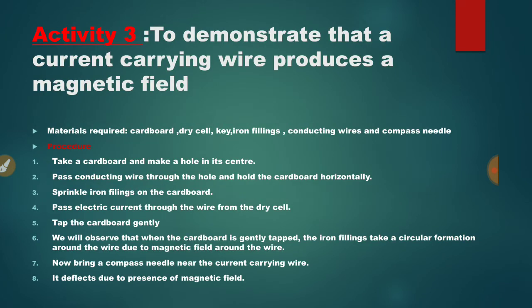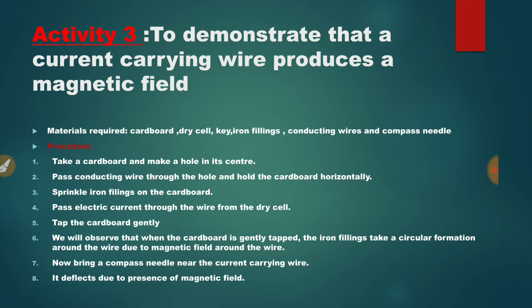So we have to do Activity 3 to demonstrate that a current carrying wire produces a magnetic field. For this, the materials required are cardboard, dry cell, key, iron filings, conducting wires and a compass needle. Iron filings means the fine powder of iron.